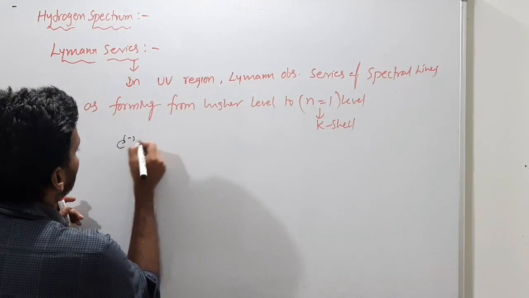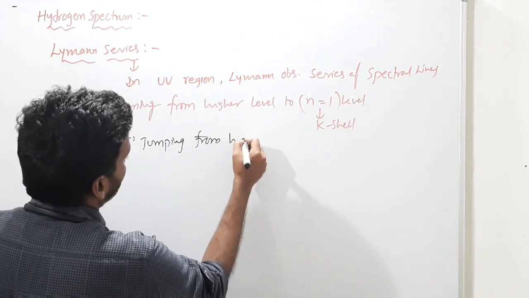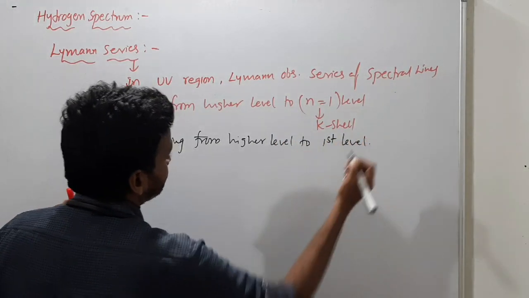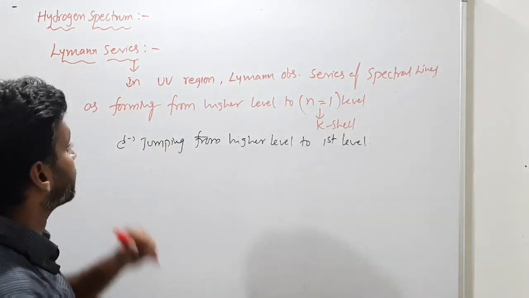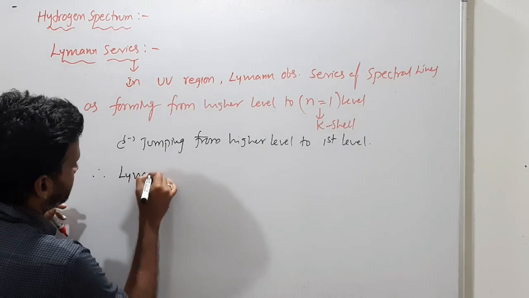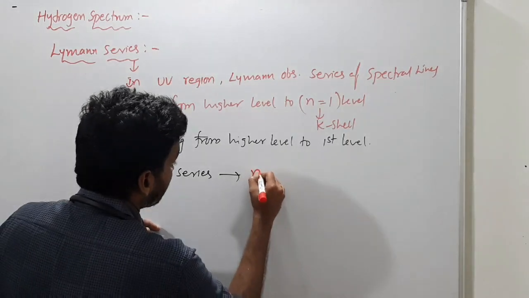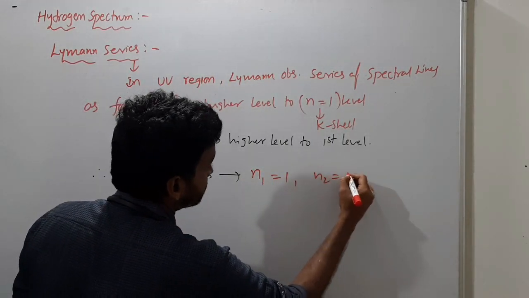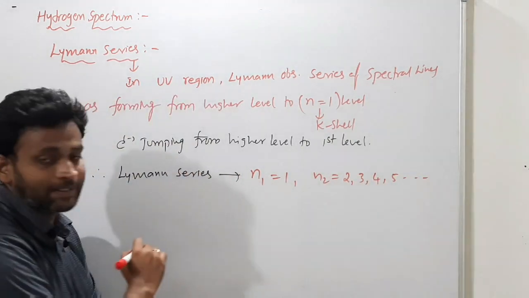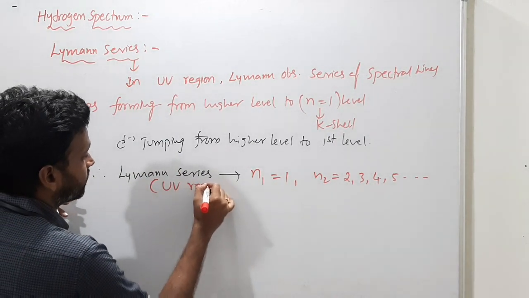He did the same experiment in the UV region and also observed that the electron jumps from higher levels to the first level. Mr. Lyman observed this. Therefore, for the Lyman series, n1 is 1, but n2 is 2, 3, 4, 5 and so on. In what region did Lyman observe? In the UV region.